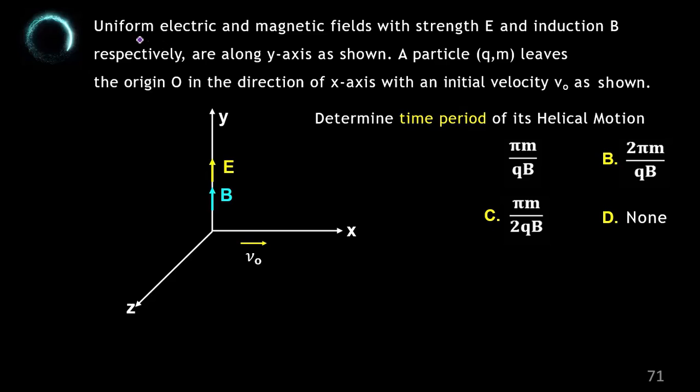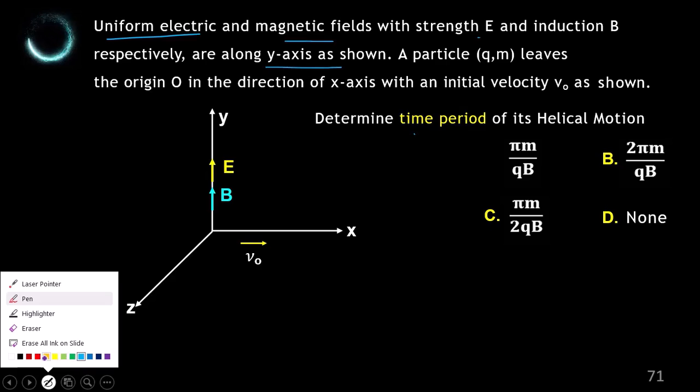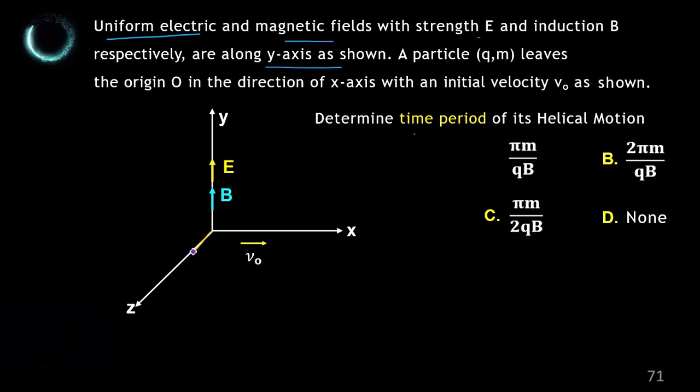Now, uniform electric and magnetic field with strength E and B are given along the y-axis. A particle of charge Q and mass m leaves the origin O in the direction of the x-axis with initial speed V naught. Find the time period of its helical movement. Because of this V naught, it will experience a force in the z direction. So this is the magnetic force.